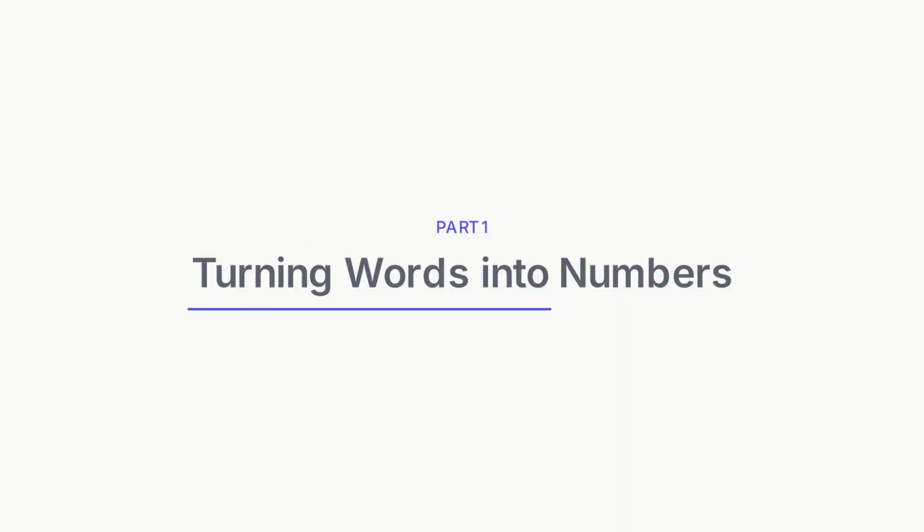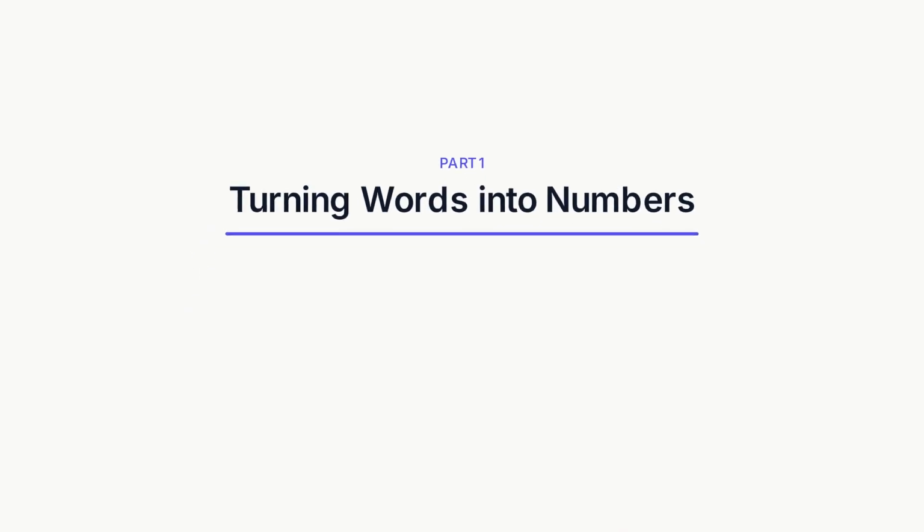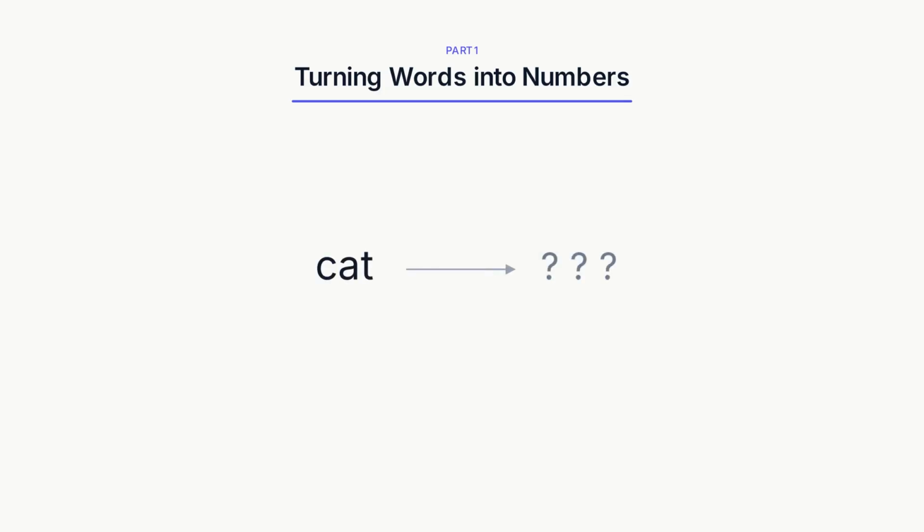Part 1, turning words into numbers. Here is the first thing to understand. Deep down, a language model is a giant mathematical function, and a mathematical function cannot read the word cat. It only understands numbers, so before anything else can happen, our text has to be converted into numbers.